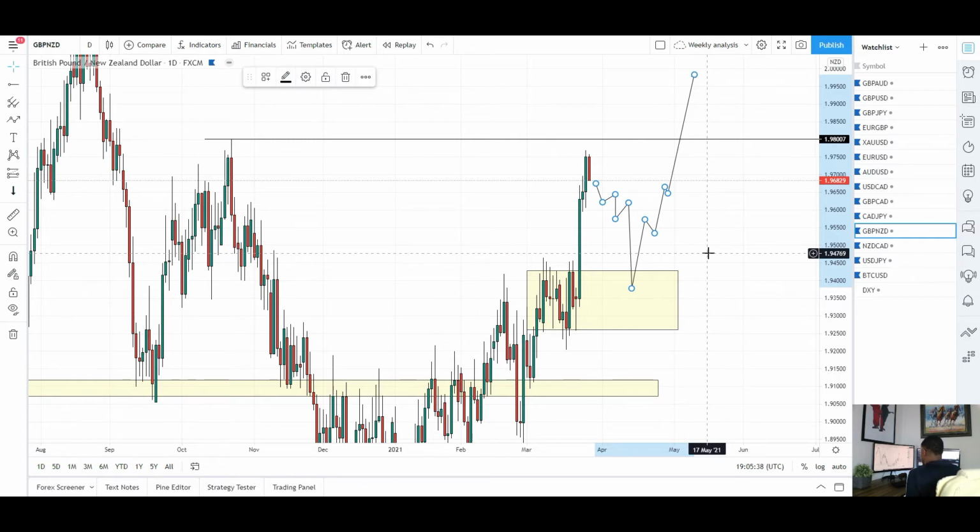If that's the case, again, nice place to look for buying opportunities to take that back to highs, where I do think we can go violate that 1.98 level and see some new highs. But for GBP/NZD, favoring a bit of retrace for next week, then take off back to the upside, creating some new highs past 1.98.